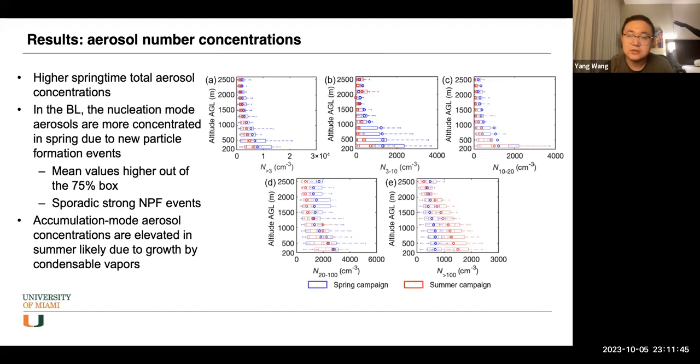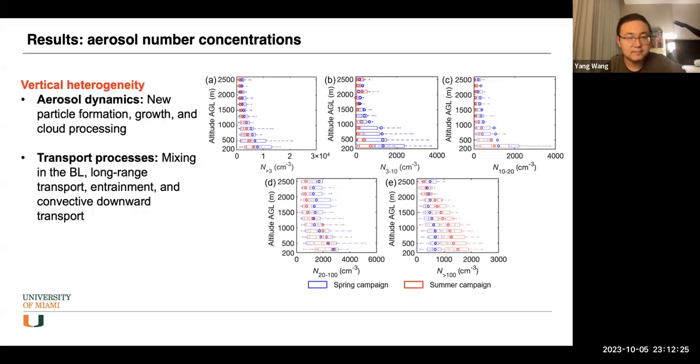And also you could see an interesting feature that the mean value of the concentration in these size bins is actually above the 75th percentile, which is the upper edge of the boxes. This means that there were several new particle formation events, or what we call sporadic strong new particle formation events, that give really high concentrations of aerosols and drive this high value of the mean aerosol concentration in the nucleation mode. And further, you can see that in the accumulation mode, the summertime has a higher concentration, which is likely due to the abundance of these condensing vapors.